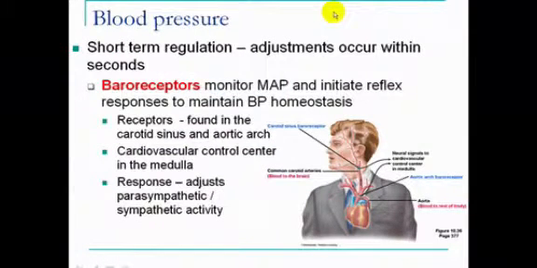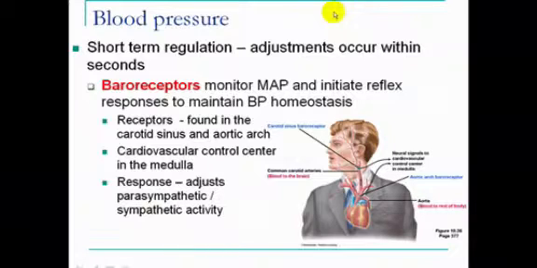So let's look at how your body regulates blood pressure. Okay, so we just talked about things that can cause the arterioles to change diameter. Now we're going to look at how your body responds to changes in blood pressure, what regulates the vasoconstriction and the vasodilation. Now short-term adjustments, so these are adjustments that occur within seconds.